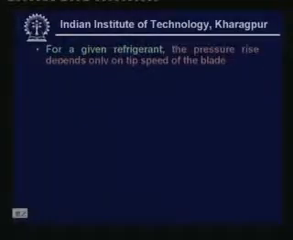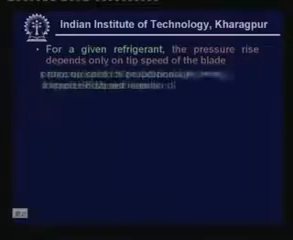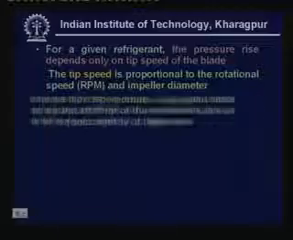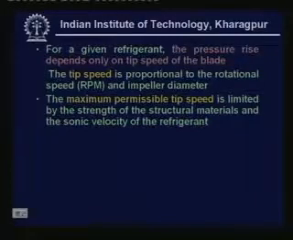From this equation you can see that for a given refrigerant, the pressure rise depends only on the tip speed of the blade, because delta P is equal to rho V squared, and if you fix the refrigerant and assume that rho is constant, then the pressure rise is simply proportional to V squared, the tip speed of the blade. The tip speed is proportional to the rotational speed and impeller diameter. The maximum permissible tip speed is limited by the strength of the structural materials and the sonic velocity of the refrigerant.